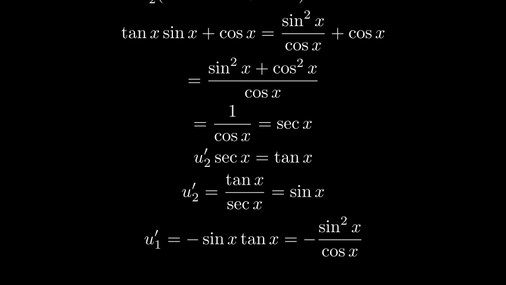y_p = u₁ cos(x) + u₂ sin(x) equals the quantity negative ln|sec(x) + tan(x)| plus sin(x), times cos(x), plus negative cos(x) times sin(x). And our general solution is y = y_h + y_p = c₁ cos(x) + c₂ sin(x) + y_p.